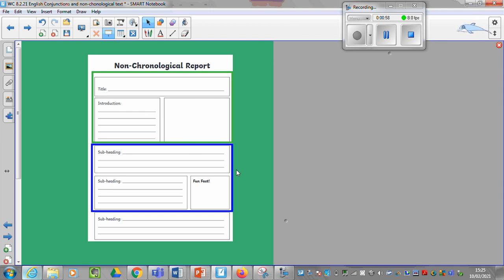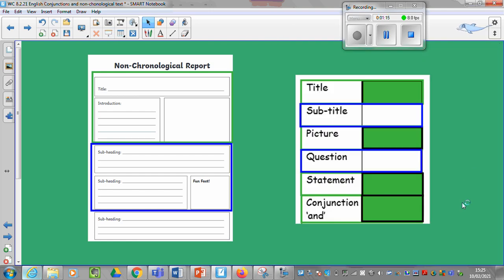Now today we are going to be focusing on this blue section here, okay, which is our two subheading parts. There is also this section here which is a fun fact part, okay. This section down here you do not need to do unless you really want to.